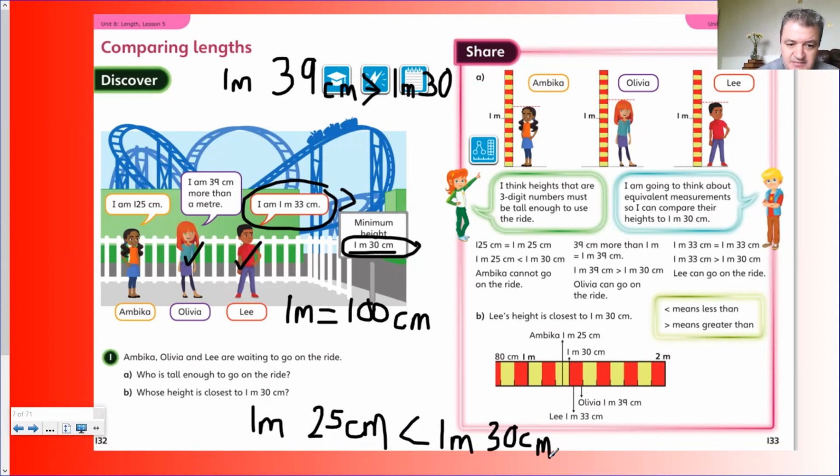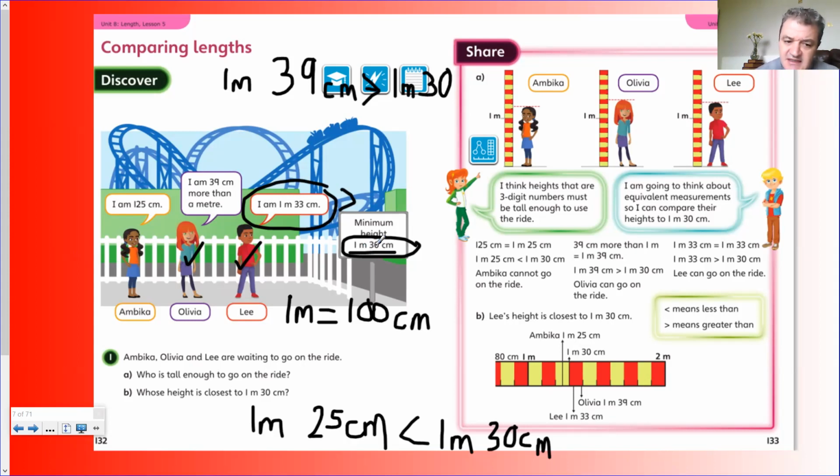Okay. Now the next part of the question, in fact, we could have converted this 1 meter 30 in the case of Ambika. 1 meter is 100 centimeters. Add 30, it would be 130 centimeters. Ambika's only 125 centimeters. So we could have just done the measurement in just centimeters. 130 centimeters is equivalent, or the same as, 1 meter 30. We could have done it either way.